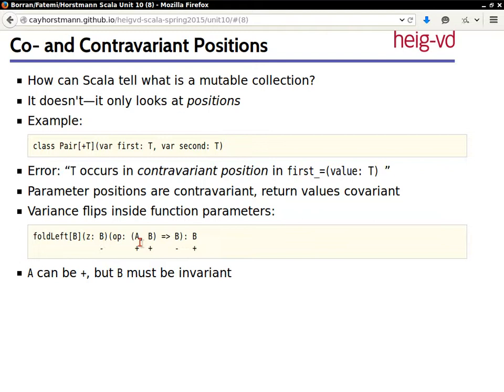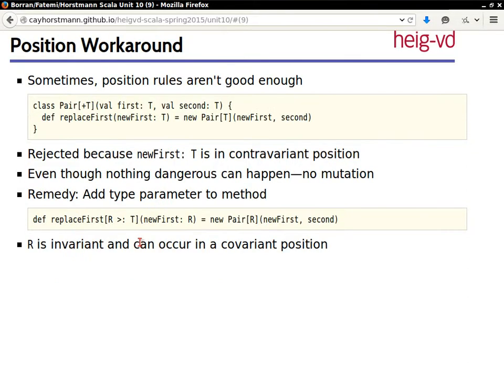So that's the simple rule that the compiler uses to double check whether your pluses and minuses are used consistently. It just looks at the positions of these methods. And it almost always does the right thing, but there's a couple of situations when you have to help it out. So let's look at our friend replace first. So here I wanted to have a new pair where I replaced the first element. You've had that in the previous lab.